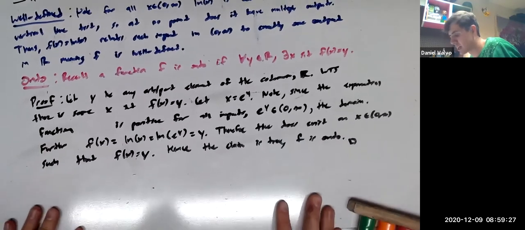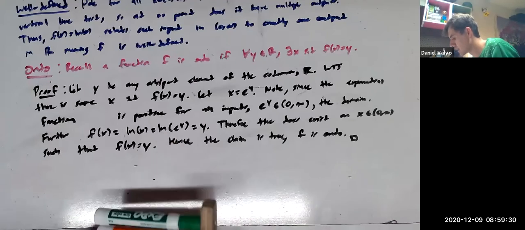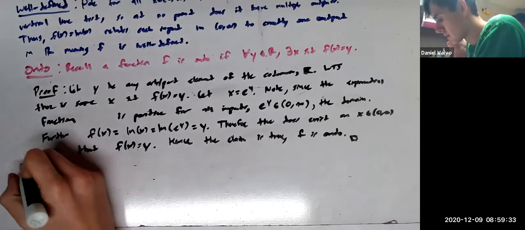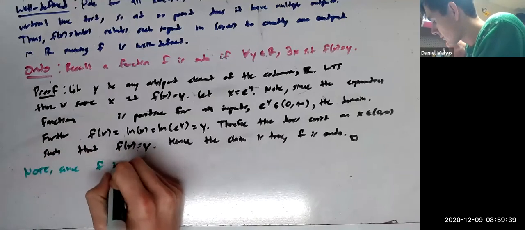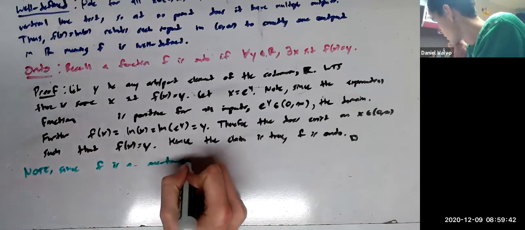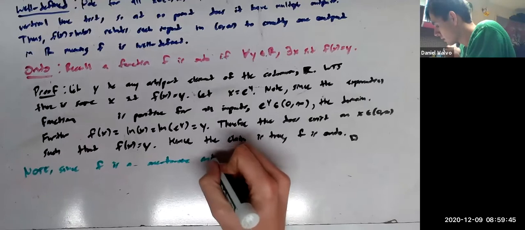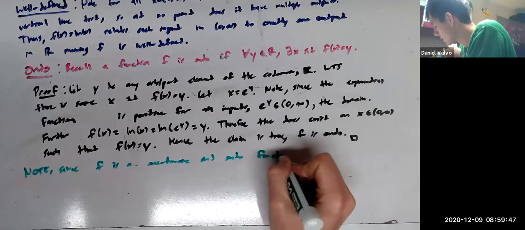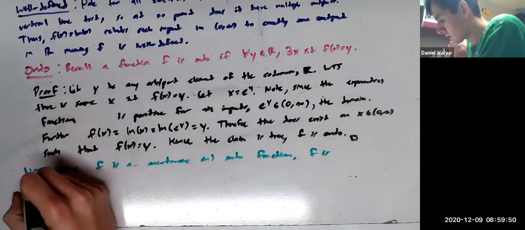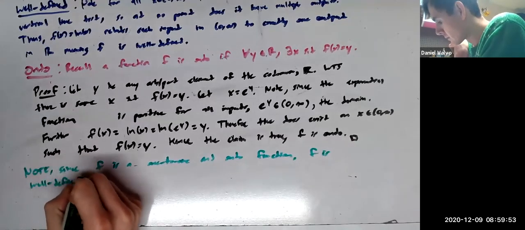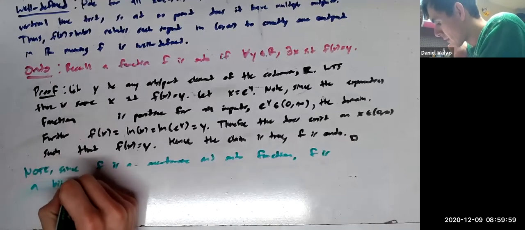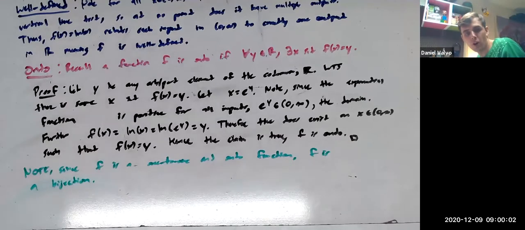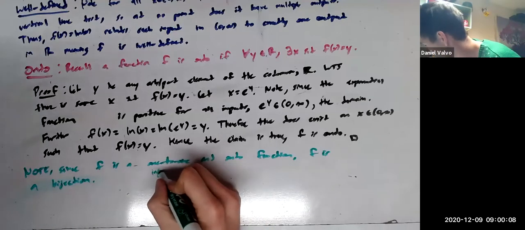So that's that. And one last thing I'll say before we end here is, note, since f is a 1-to-1 and onto function, f is well defined. I'm sorry, we already know it's well defined. It's a good function. f is a bijection. We call functions that are 1-to-1 and onto bijections, or injective and surjective, by the way.